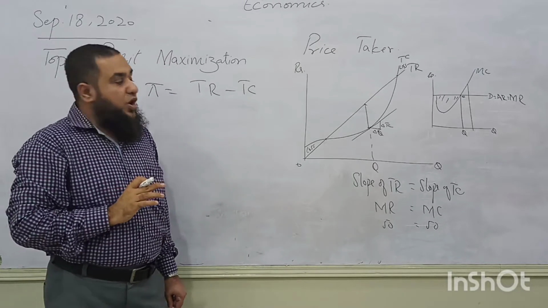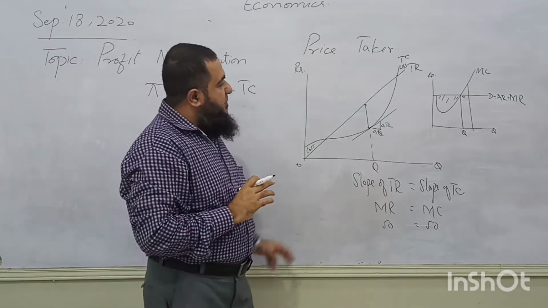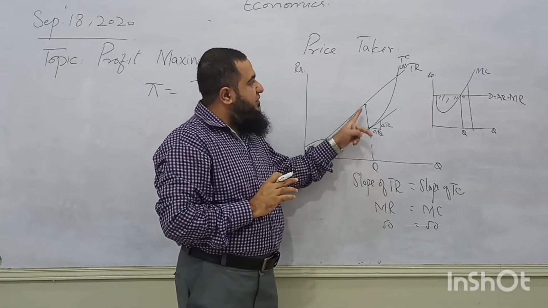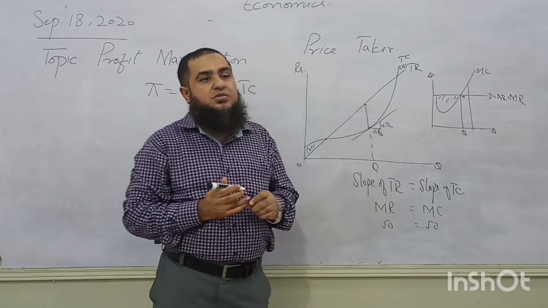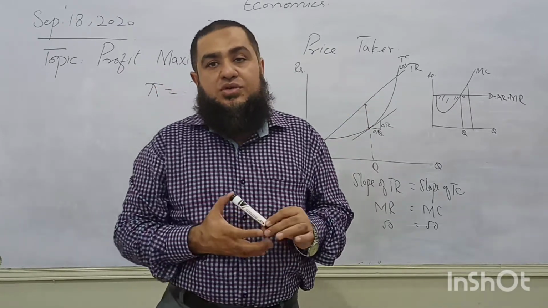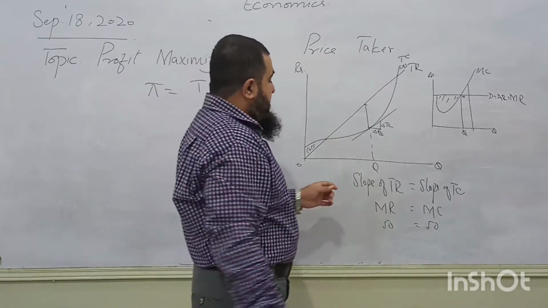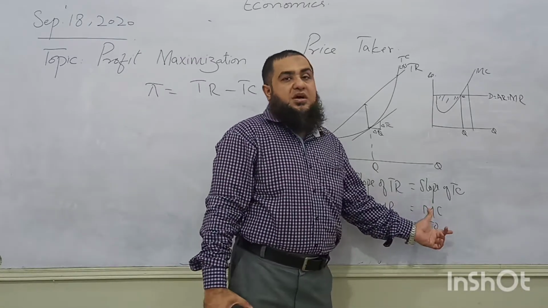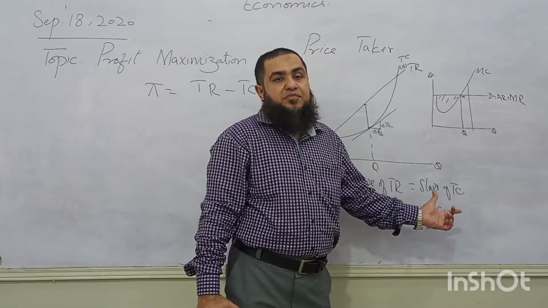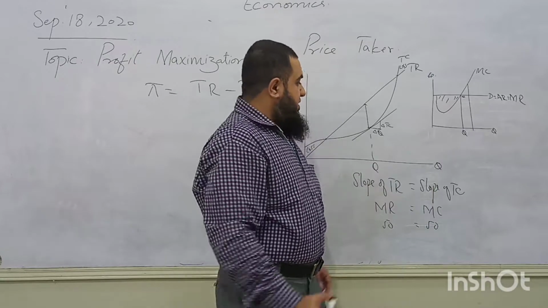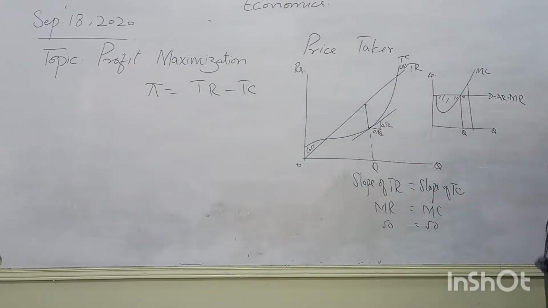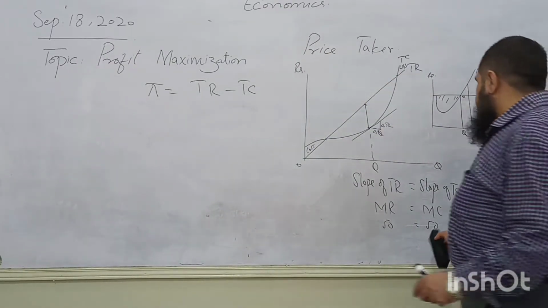So the point of production where profit will be maximized is the point where the slope of total revenue equals the slope of total cost, which is called marginal revenue equal to marginal cost, in order to maximize the profit of the firm. Yesterday I was talking about what the shape of the profit curve will be.